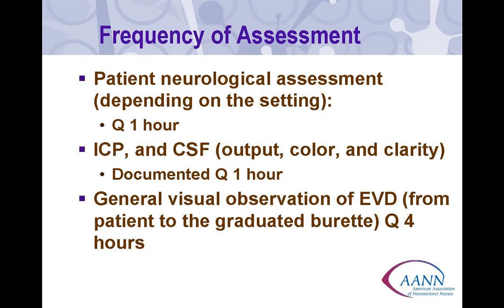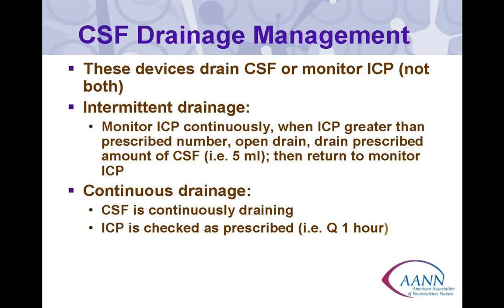These devices either drain CSF or monitor ICP. They are not capable of doing both. Intermittent drainage is going to be the process of monitoring ICP continuously, and when the ICP is greater than a prescribed number, the drain would be opened. The amount would be a prescribed number that's drained, for instance, 5 cc's of CSF, and then returned to monitor ICP. Continuous drainage is when CSF is continuously draining, so open from the patient to the graduated burette. And then ICP is usually checked at a prescribed interval, so for example, Q1 hour. Next slide.